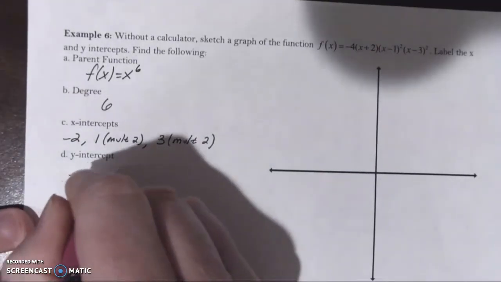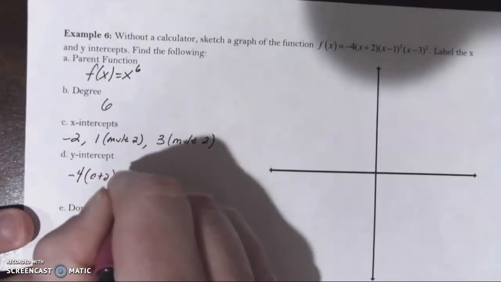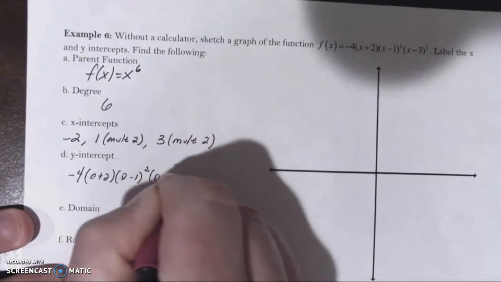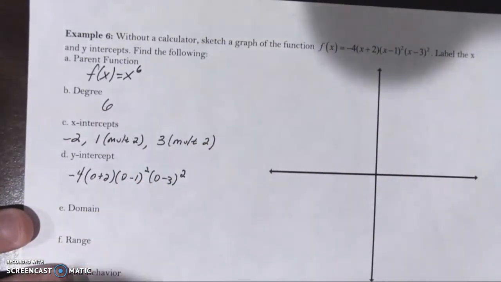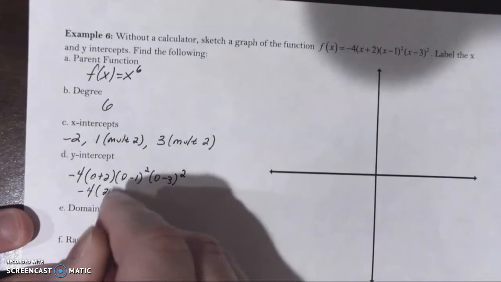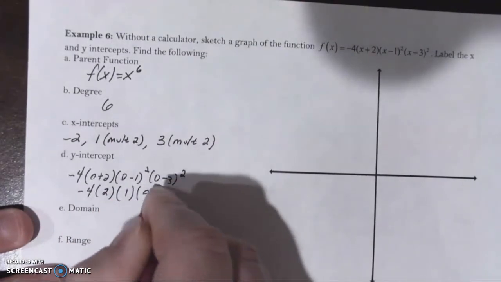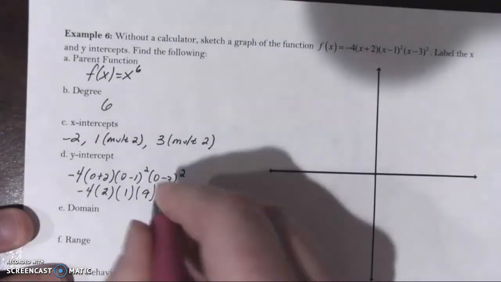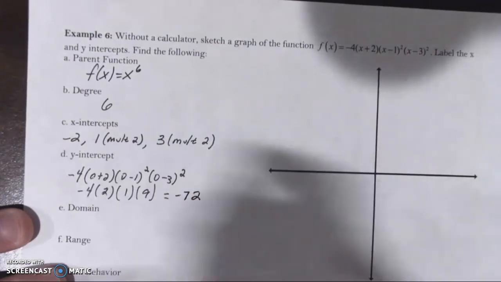Y-intercept, let's plug in zeros everywhere. 0 plus 2, 0 minus 1 squared, 0 minus 3 squared. Let's do some math. -4 times 2 times 1 times 9. Last time I checked, that would be -72.